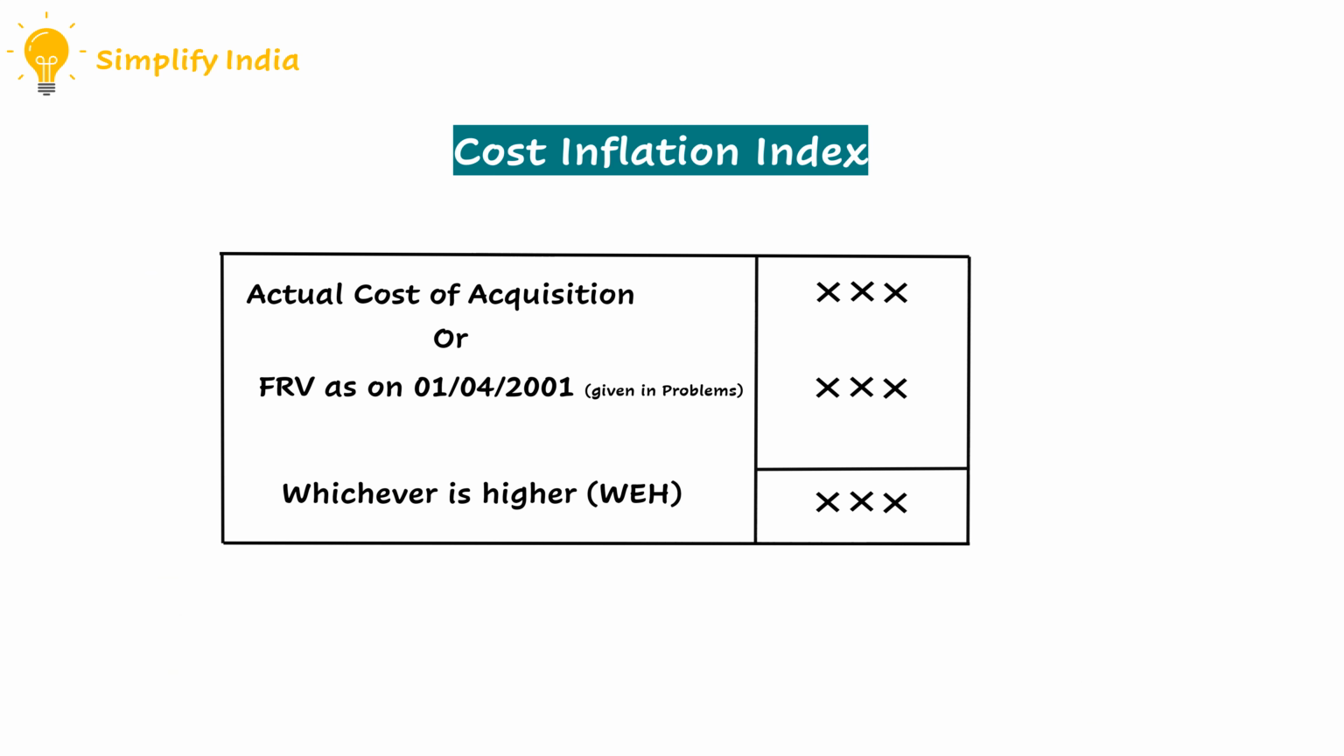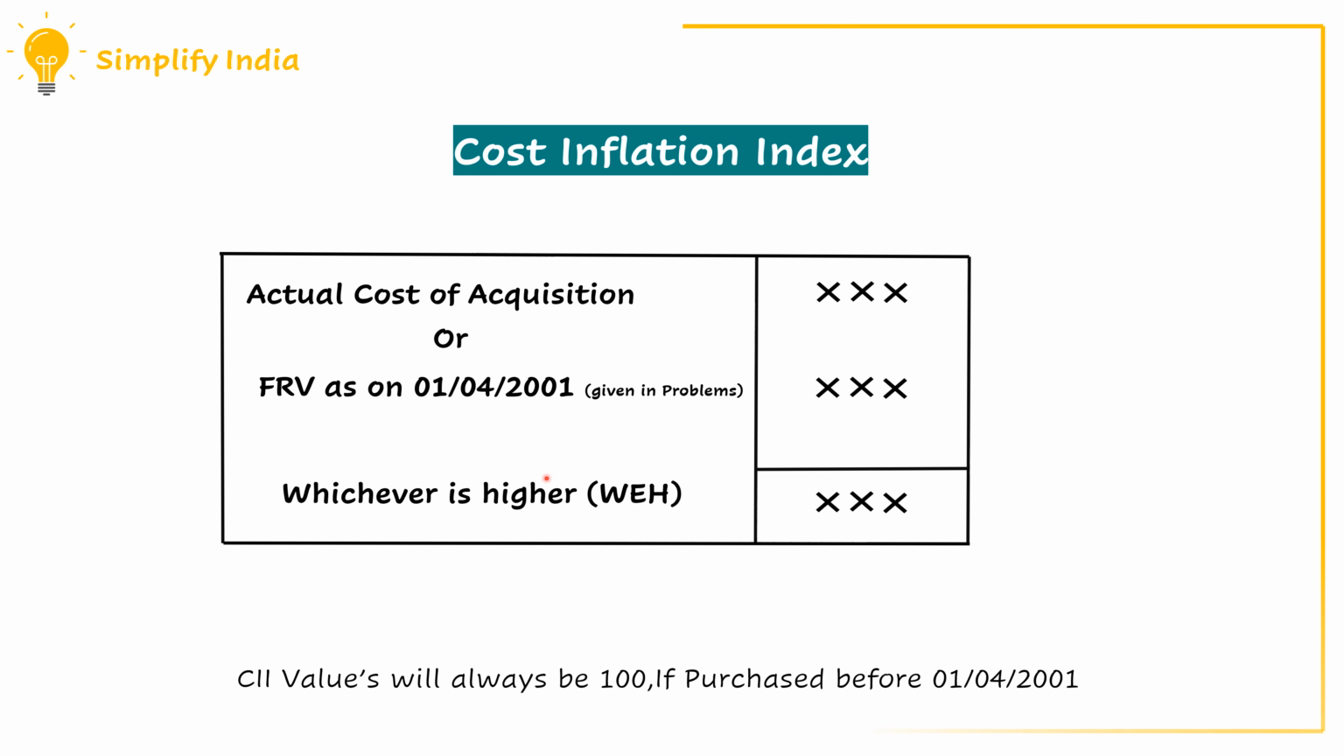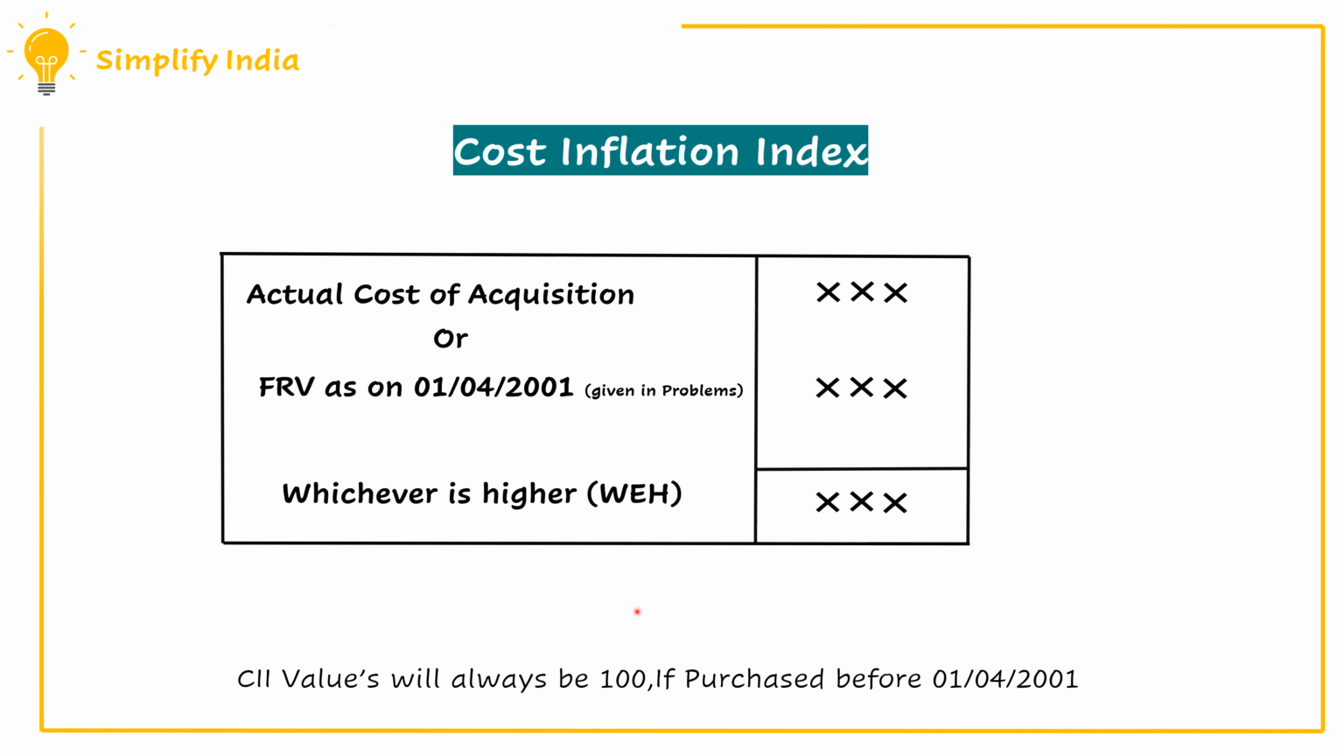Here, we have the solution for the same. In such a case, we have to consider both the actual cost of acquisition and the FMV as on 1st April 2001. By comparing both of these, we have to consider whichever value is higher, and this value has to be used for calculation. And the CII value will always be 100 if the asset has been purchased before 1st April 2001.